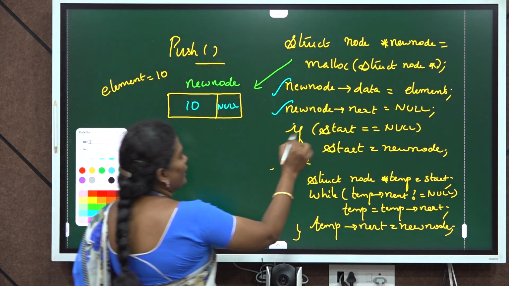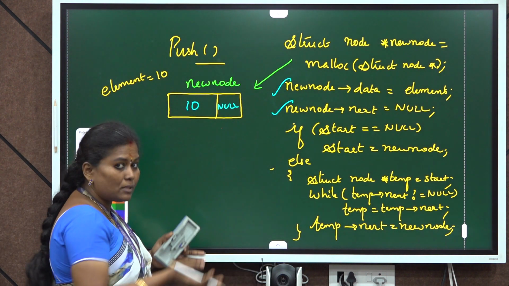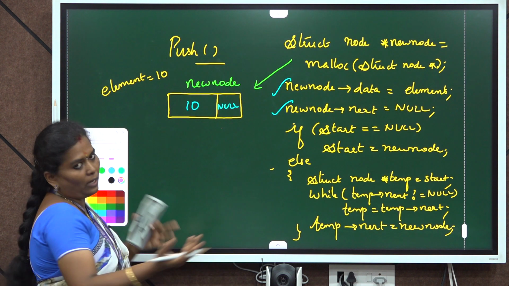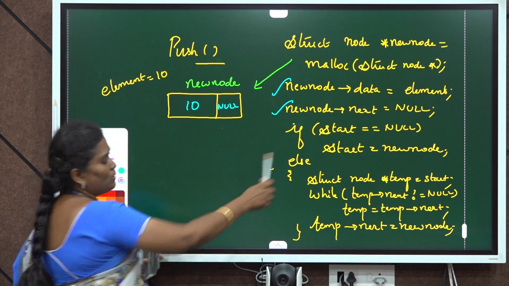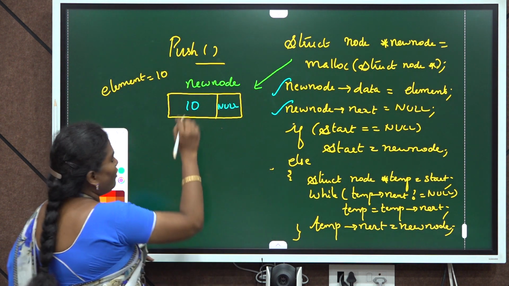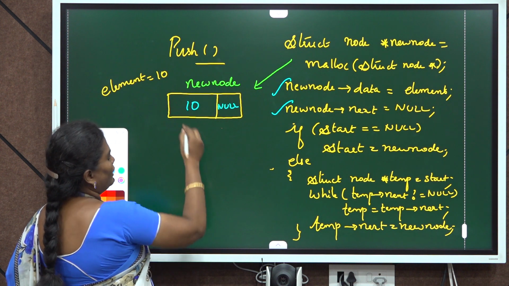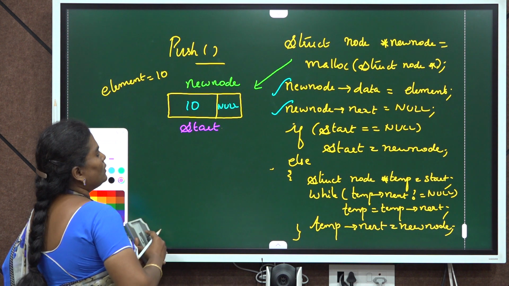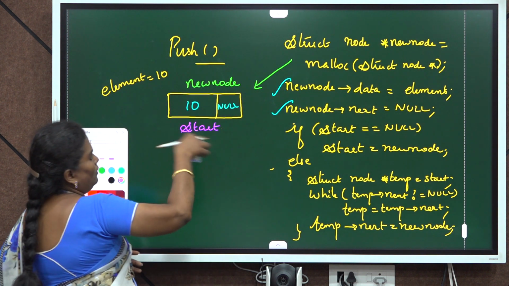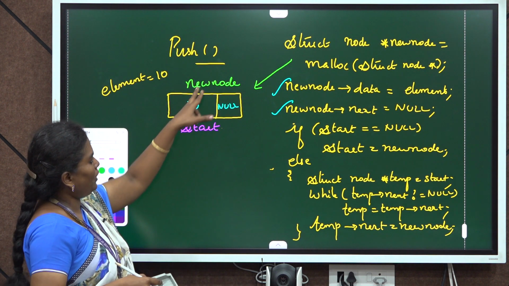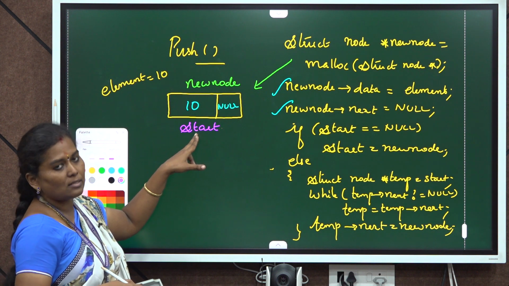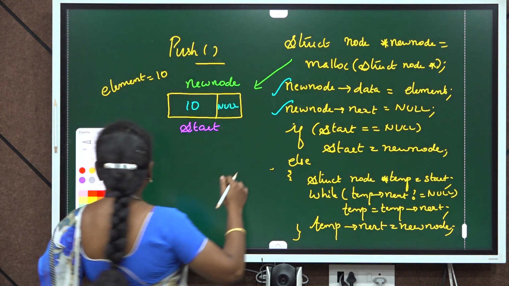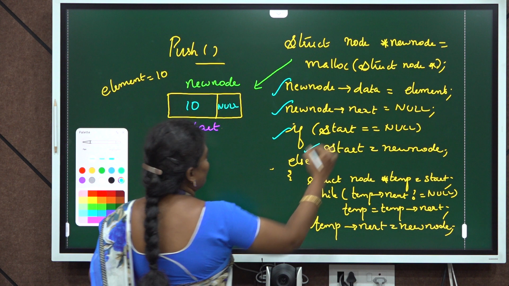Now we are going to check whether the stack is empty. So as of now I don't have any stack. So it means start is null. Now I am going to make this new node as start. So this will become as start. So we have the node 10 which is pointed by the node as well as start. So we have completed these things.